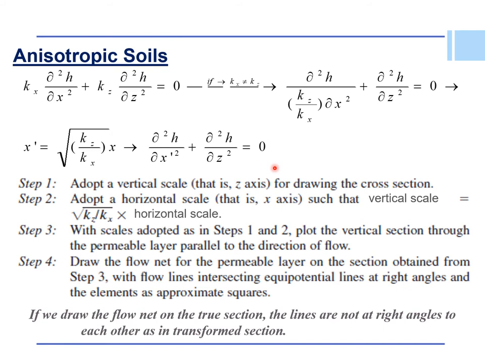And the steps involved to draw the flow nets in the case of anisotropic soils: step number one is adopt a vertical scale, that is z-axis, for drawing the cross section. Step two, adopt a horizontal scale, that is x-axis, such that vertical scale is equal to the square root of kz over kx into horizontal scale, where kz is the coefficient of permeability in the vertical direction, kx the coefficient of permeability in the horizontal direction. Step 3, with scales adopted as in steps 1 and 2, plot the vertical section through the permeable layer parallel to the direction of flow. Step 4, draw the flow net for the permeable layer on the section obtained from step 3, with flow lines intersecting equipotential lines at right angles and the elements as approximate squares.